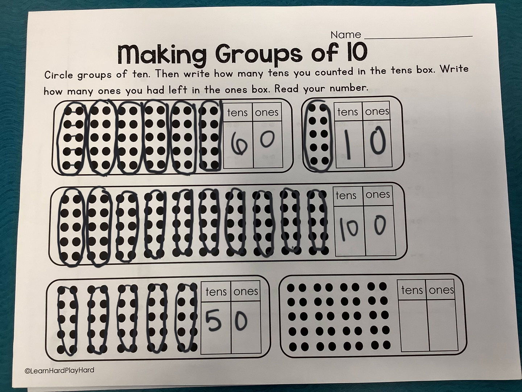Okay, let's keep going. One more. 1, 2, 3, 4. So there were 4 groups of 10 and none left over, so we have 40.